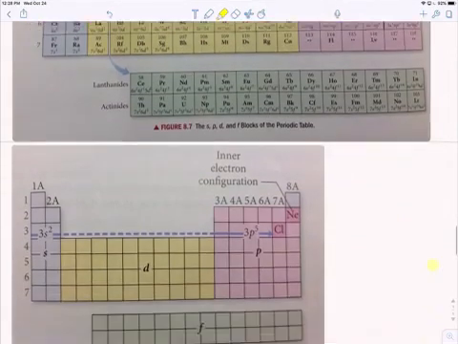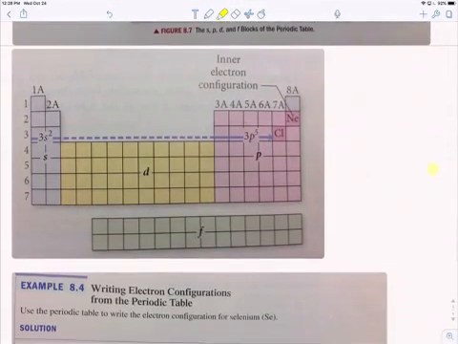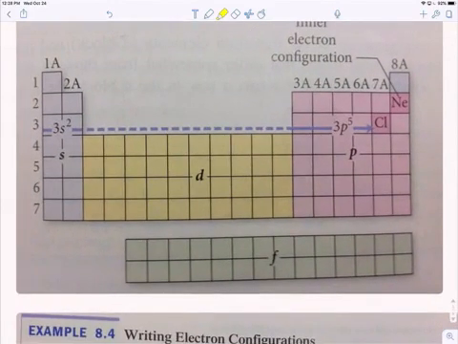All right. And this, you can use the periodic table this way for doing electronic configurations. The first 2 columns are the S's. The 6 on the right are the P's. The transition metals are the D's. And the rare earths and the actinides are the F's.